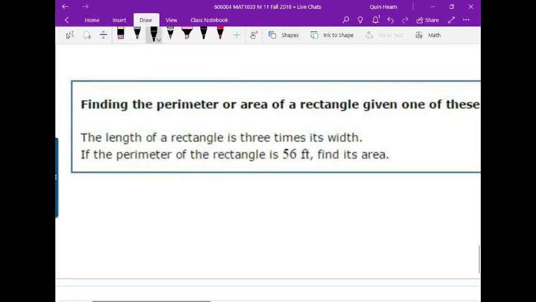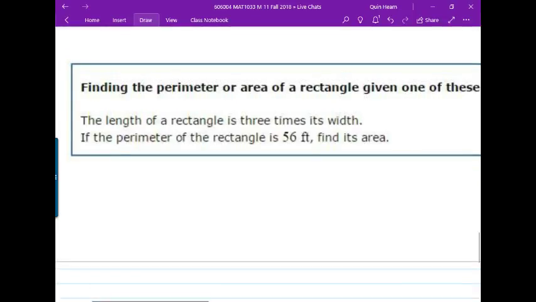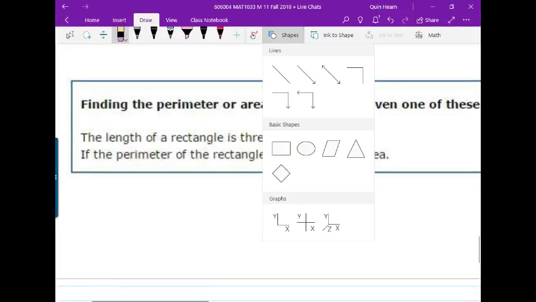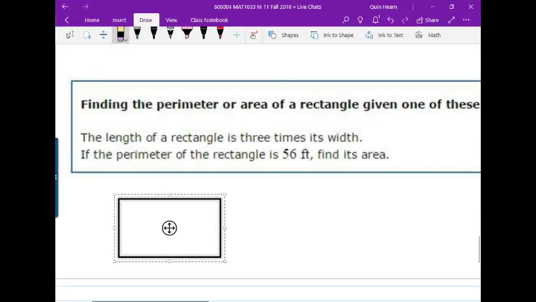The length of a rectangle is 3 times its width. If the perimeter of the rectangle is 56 feet, find its area. So whenever you see a word problem where you have a reference to a shape, draw a picture. Can never hurt to have a diagram in front of you to help you think through the information. All right, so we have a rectangle. And actually, I can make a nicer rectangle. We have some nice rectangle options here. There we go. There's a nice rectangle.